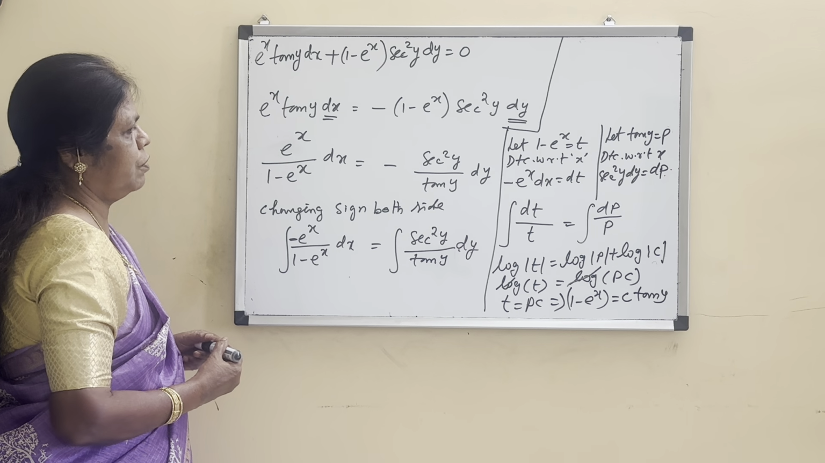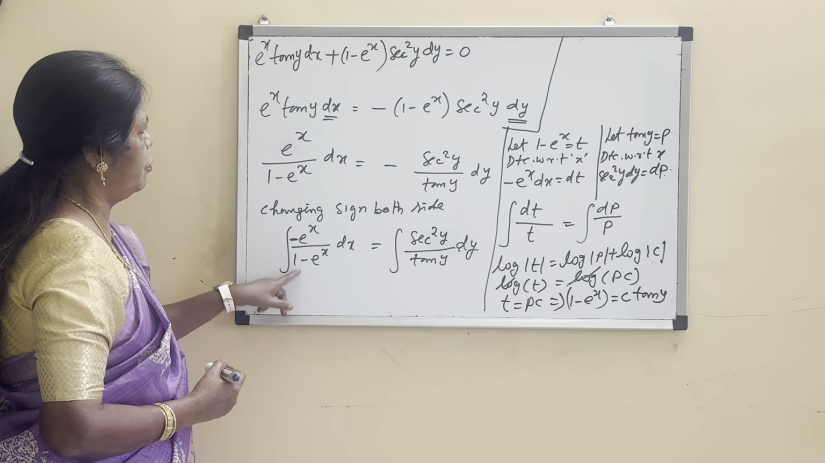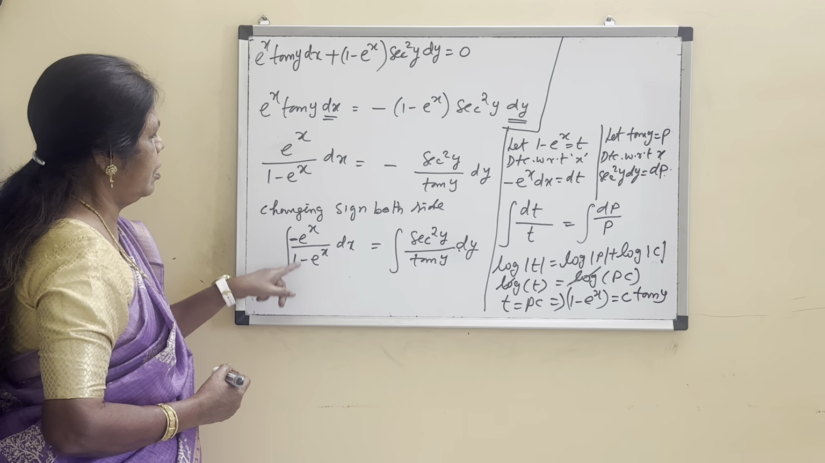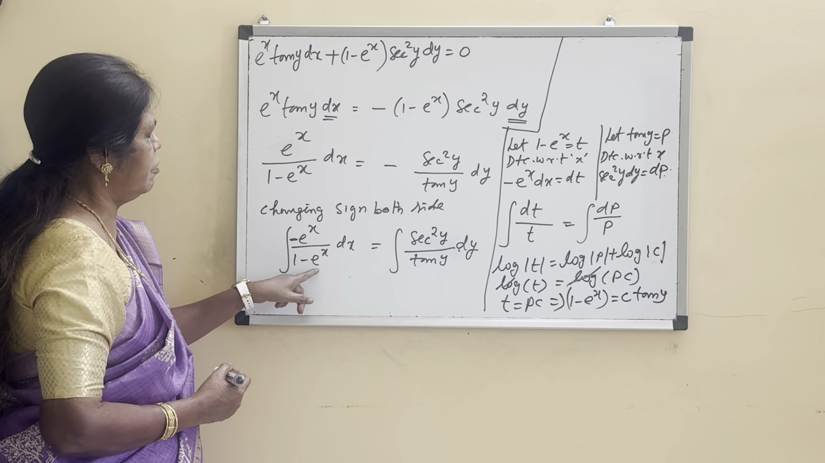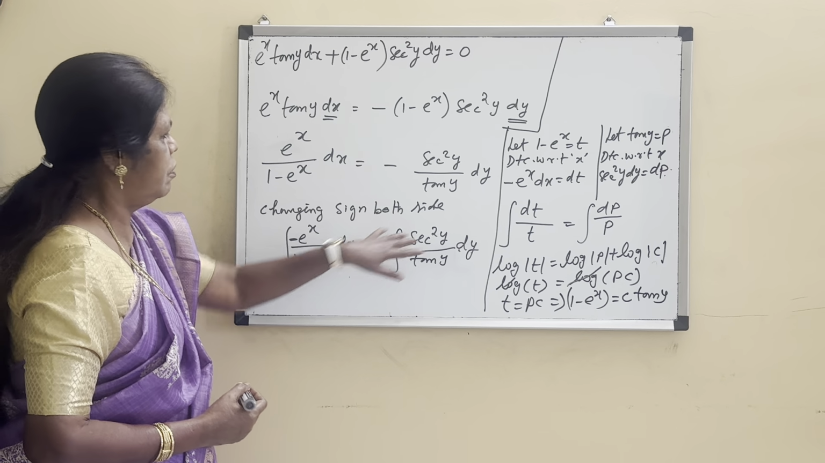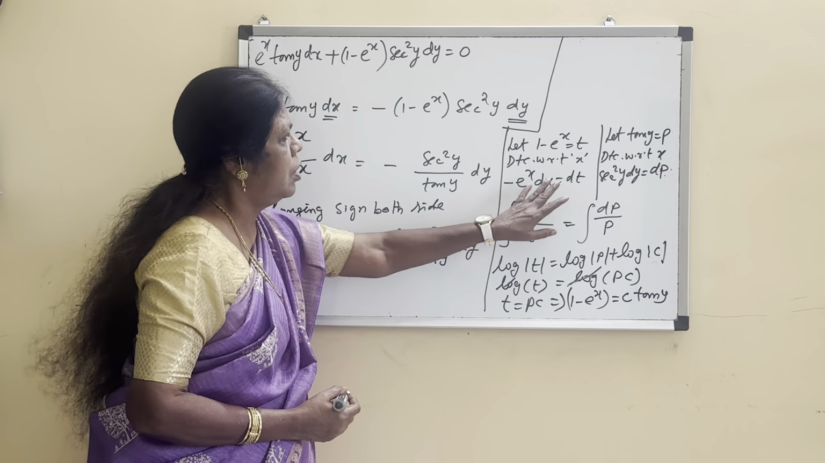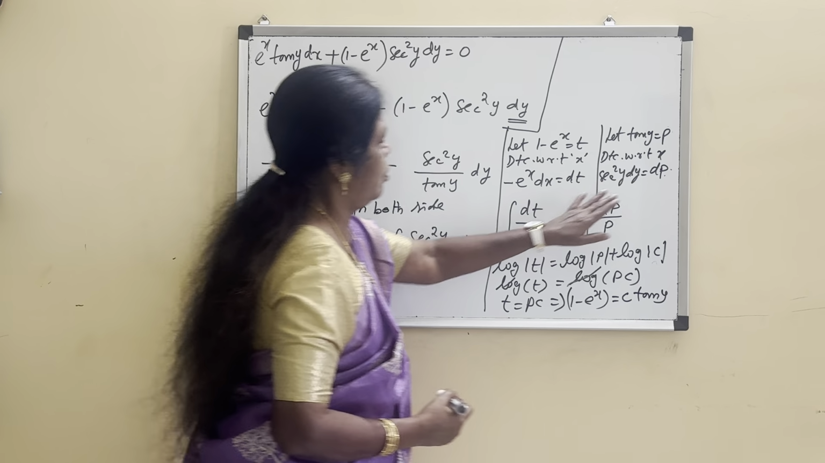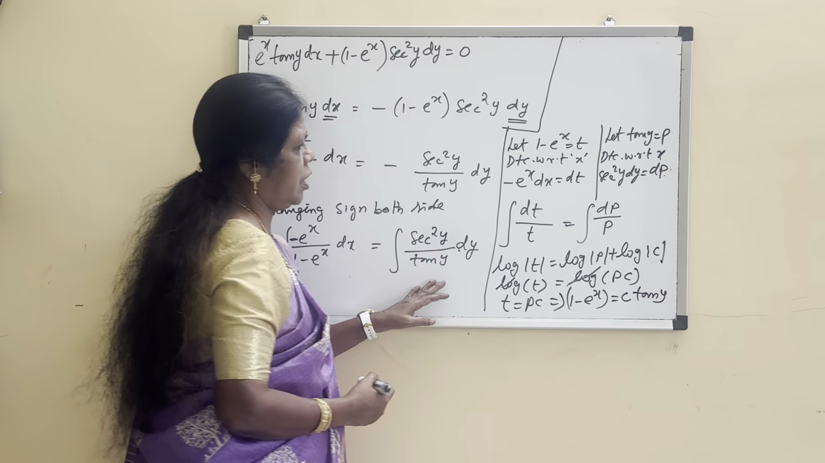So for this substitution, why have I changed the sign? I brought this minus to this side because of the differentiation of 1 minus e power x. This is the substitution for this integral, and this is the substitution for this integral.